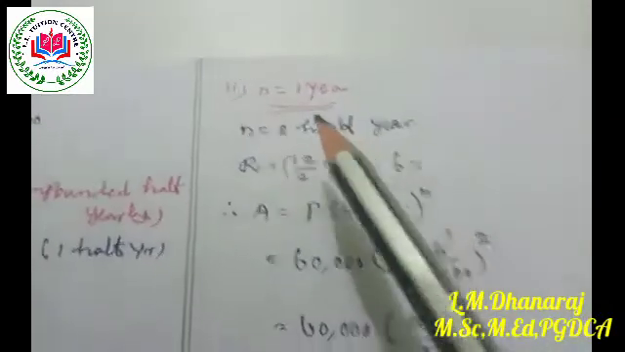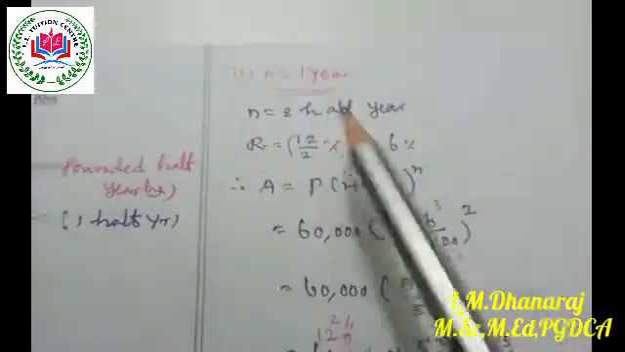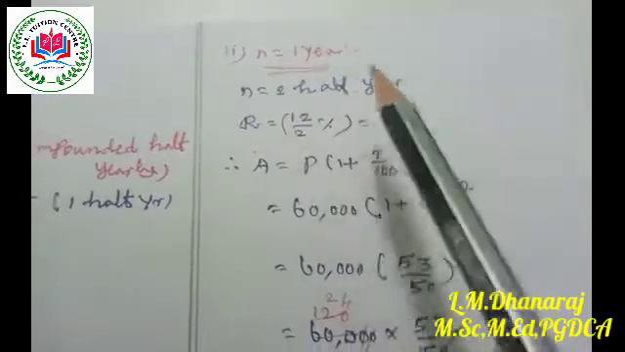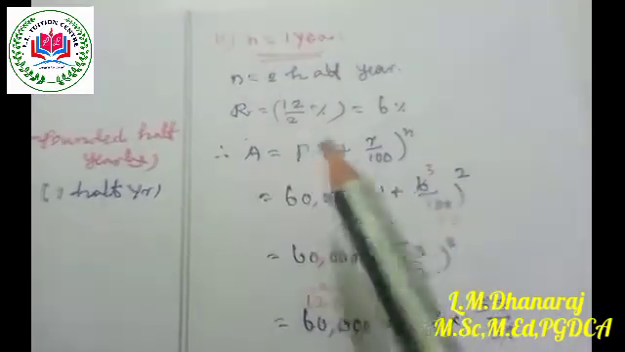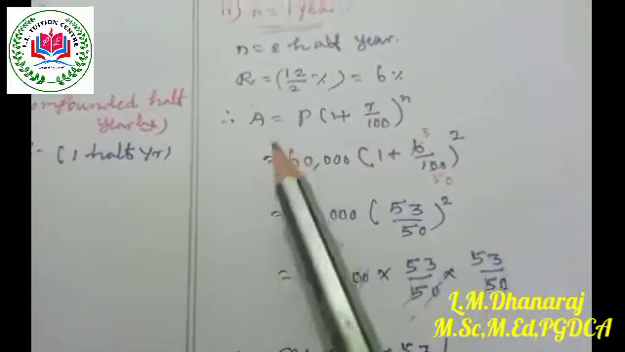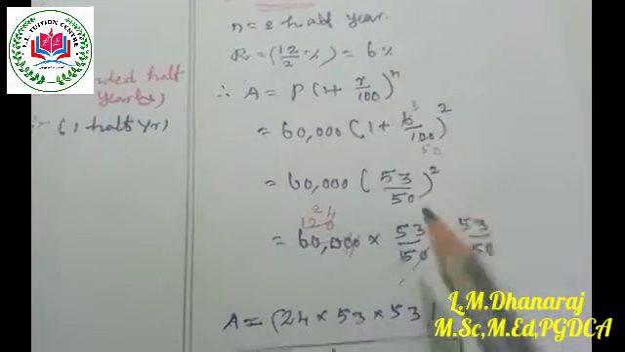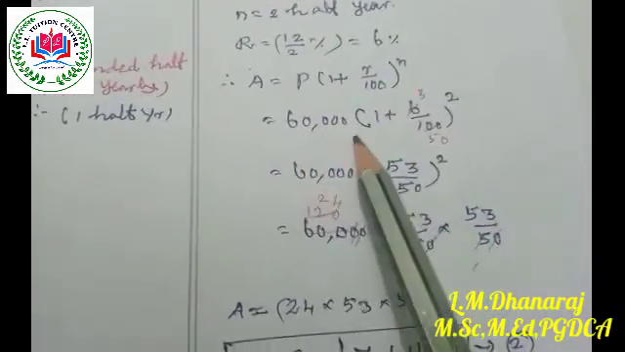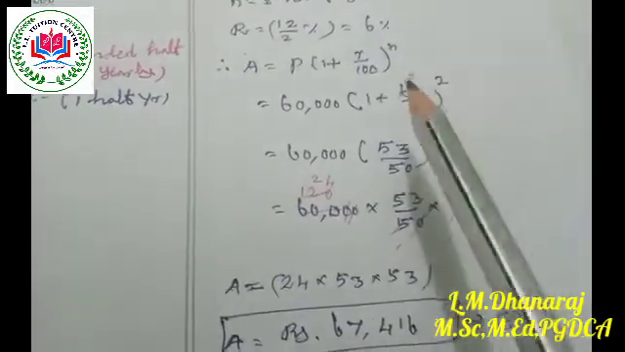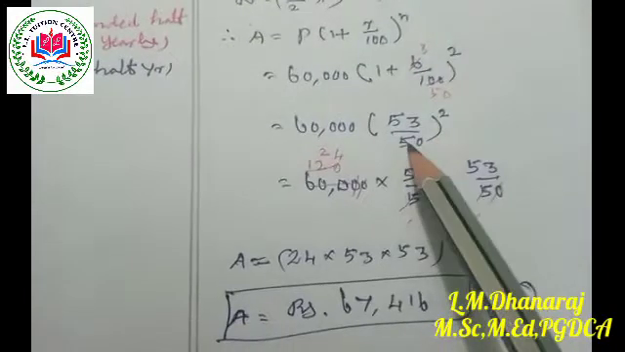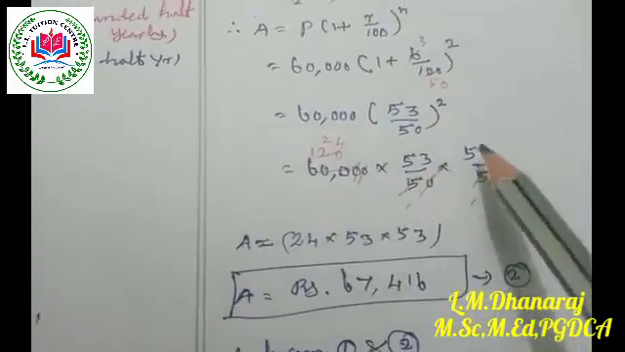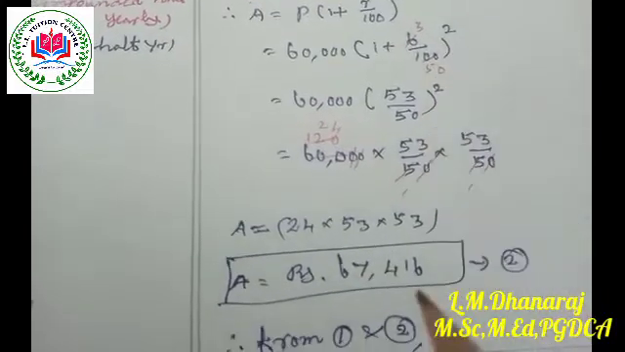Now for the second subdivision, when n is equal to 1 year, 1 year is understood as n is equal to 2 half years, because 2 six-month periods come. So n is equal to 2. In the same way the rate of interest is halved, that is 6%. So amount is equal to P into 1 plus R by 100 whole power n, that is 60,000 into 1 plus 6 by 100 whole power 2. So by cancellation we will be getting 53 by 50 whole square. So 60,000 into 53 by 50 into 53 by 50, because it is given as whole square.